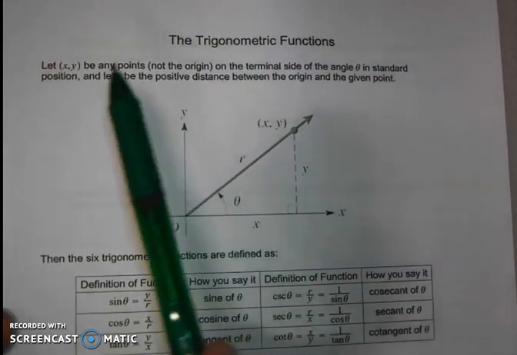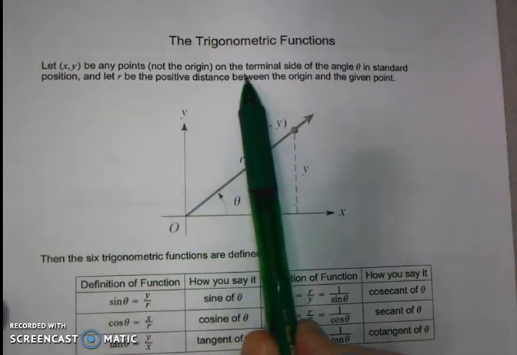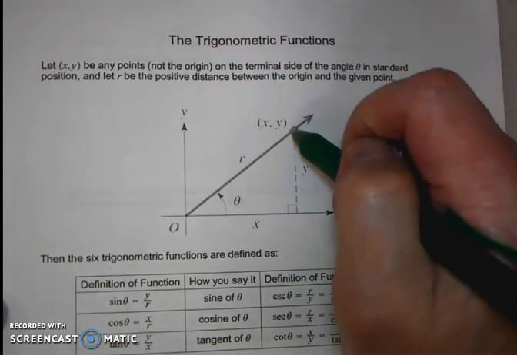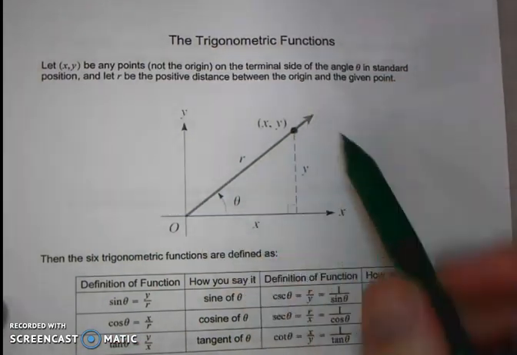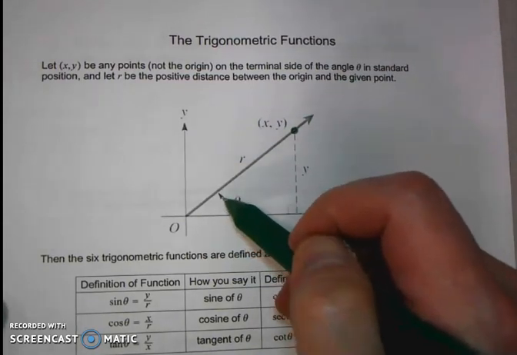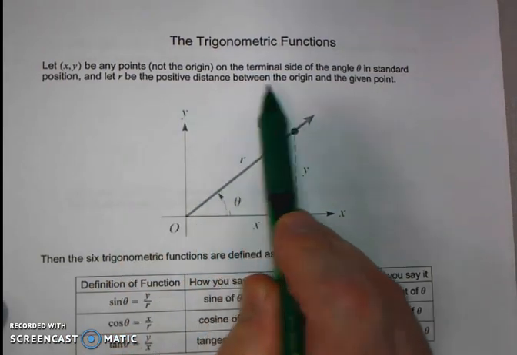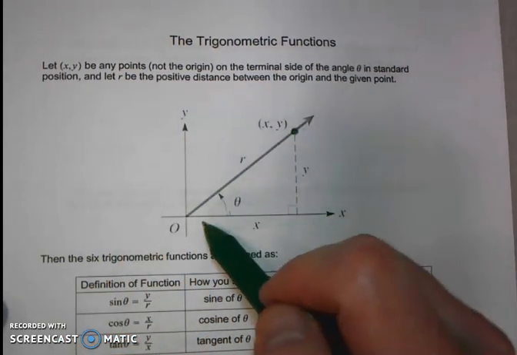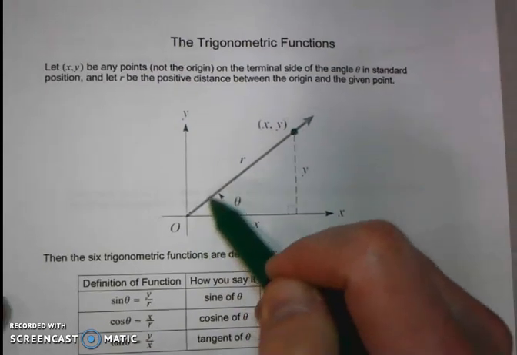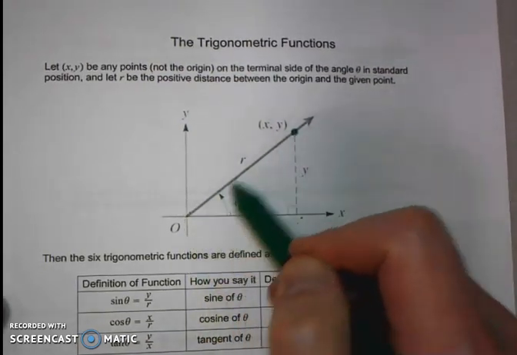So the definition is, let (x, y) be any point, except the origin, on the terminal side of an angle. So you can see I got (x, y) here on the terminal side of an angle. The angle theta is in standard position, always in standard position. Let r be the positive distance between the origin and the given point. So r is that distance. So we've got x, we've got y, we've got r.